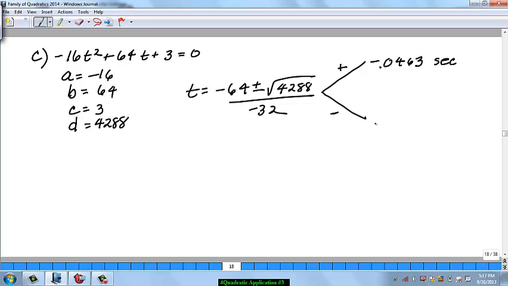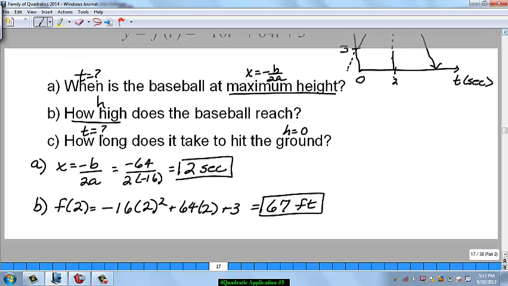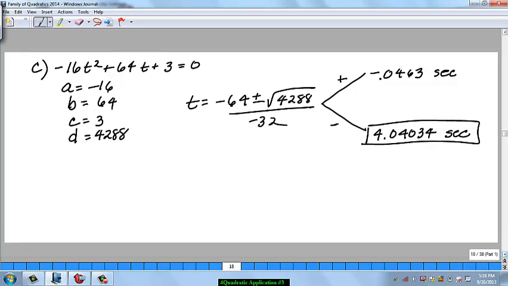When I do the minus, I get 4.04034 seconds. And that's when it hits the ground. So that's what we care about right there. So I have at 4.04. See how it's a little bit different? It's not exactly doubled. Now I do want to show you a trick here on the calculator.